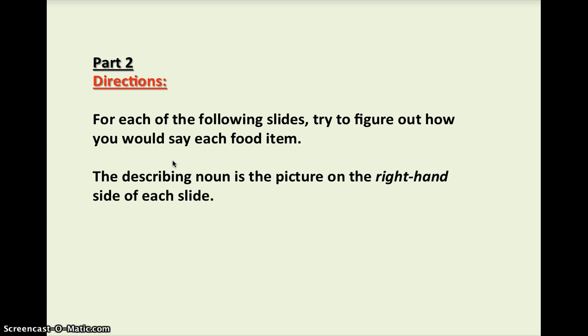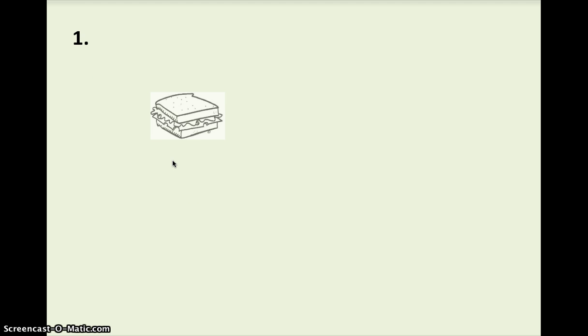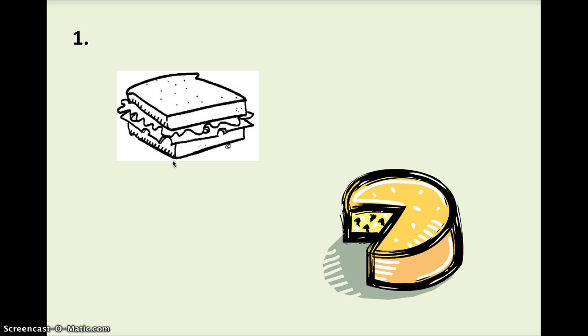For this next part, try to figure out how you would say each of the food items. It might not be a bad idea to jot these down on a scrap sheet of paper just to test yourself as we work our way through. I will pause after each slide and give you a chance to write down your answer before we reveal the correct answer. So here's our first example.